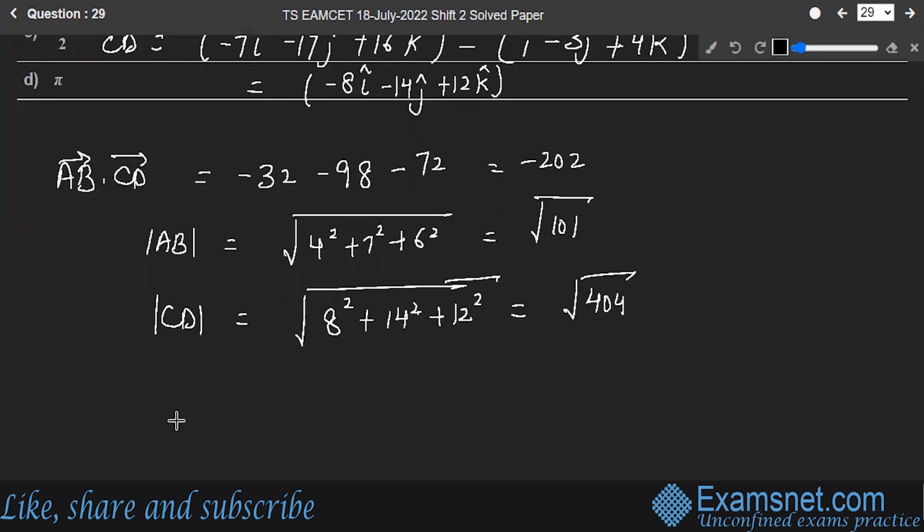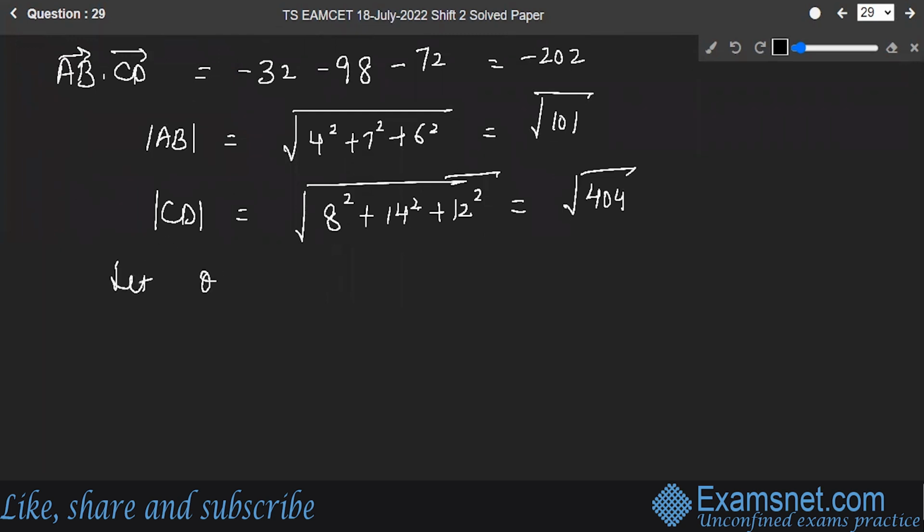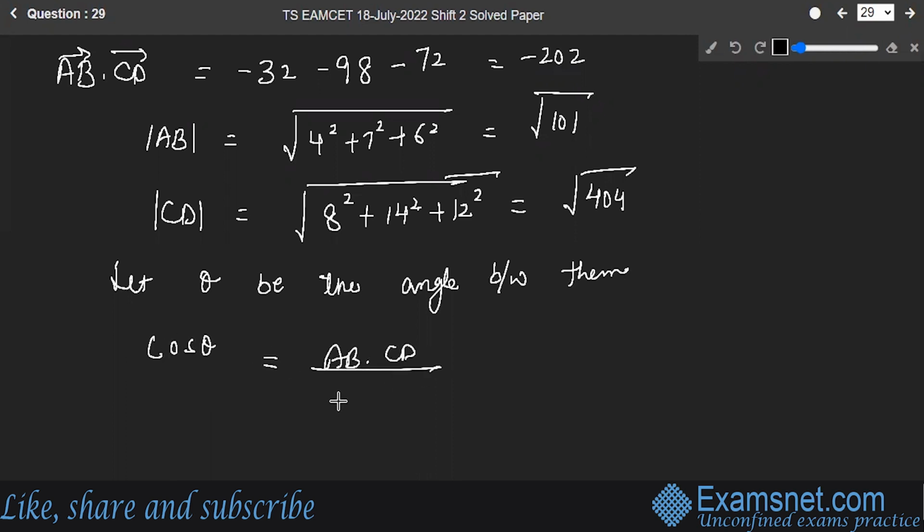Now, let theta be the angle between them. So cos theta is equal to this upon this. Okay, so this is, sorry, not the vectors. This is a determinant actually. This is equal to minus 202 upon root of 101 multiplied by root of 404.